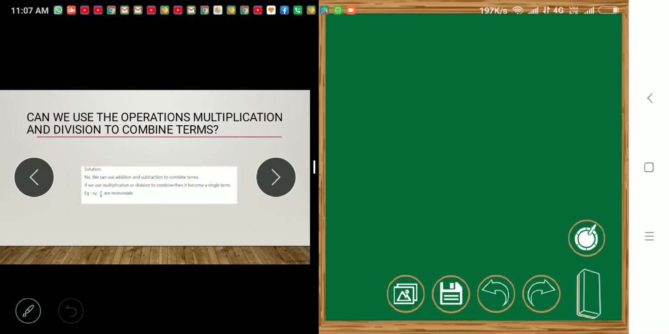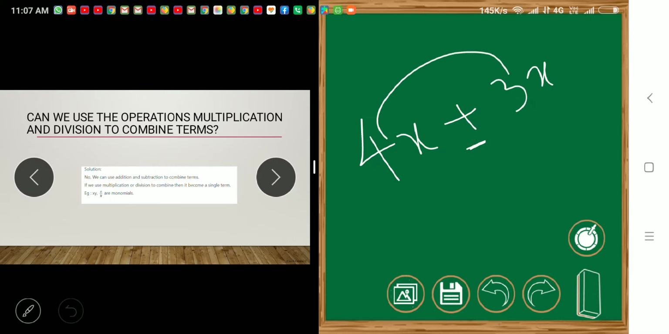And can we use the operations multiplication and division to combine the terms? To combine means addition or subtraction, that is, simplifying. 4x plus 3x, I am just adding, I am going to combine this. First add the coefficients alone. The coefficients are 4 and 3, so 7x. So when it is with a plus sign, we are able to combine.